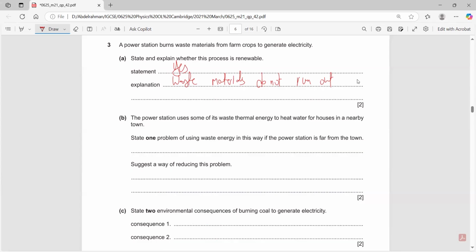The power station uses some of its waste thermal energy to heat water for the houses in a nearby town. State one problem of using waste energy in this way if the power station is far from the town. By the time the water gets to the town, it will get cooled down, right? How can I reduce this problem? By using insulation. Insulate the pipes properly.